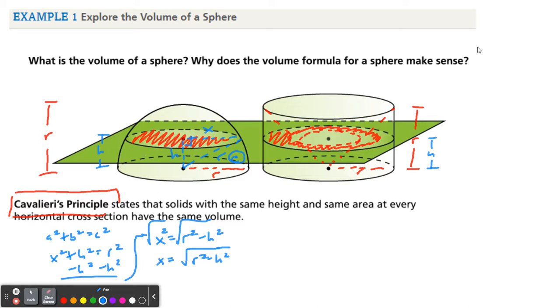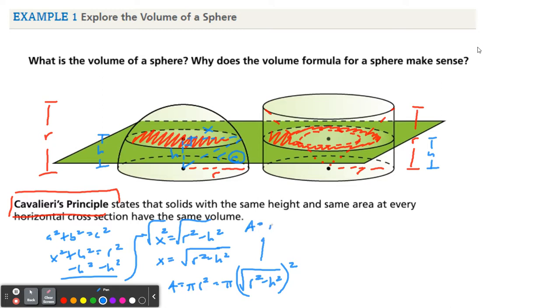So then the area, this red area, it is a circle, will be area equals pi r squared. And our radius is going to be this x, pi times the square root of r squared minus h squared, squared, which is going to simplify to pi times r squared minus h squared. I'm going to do it right up here.